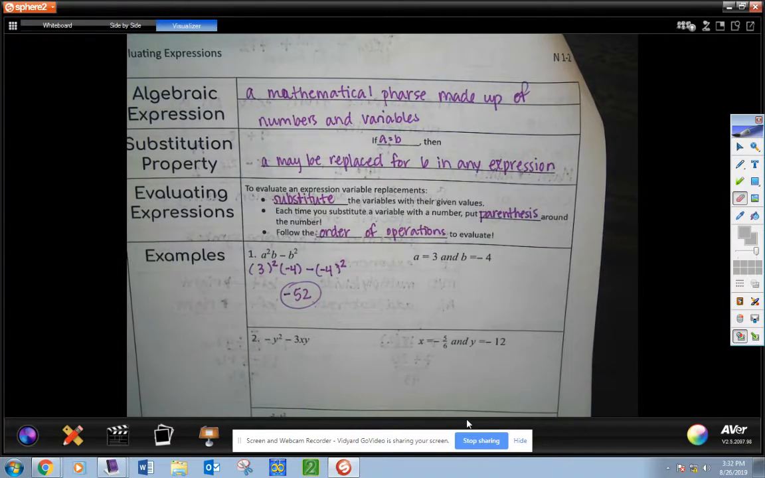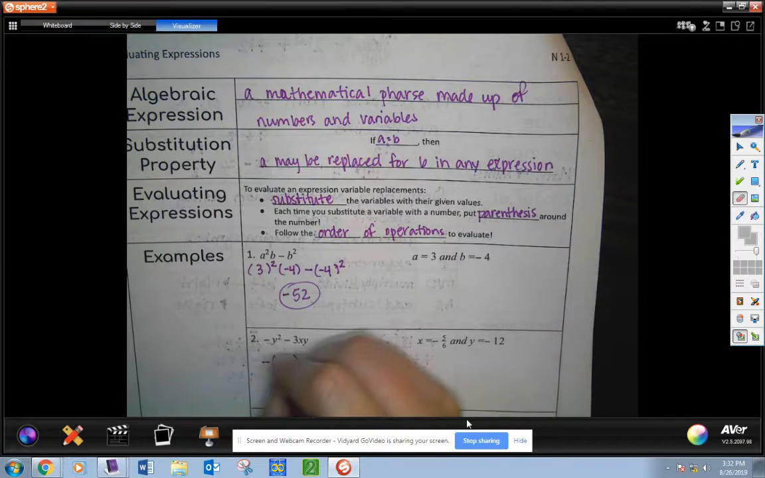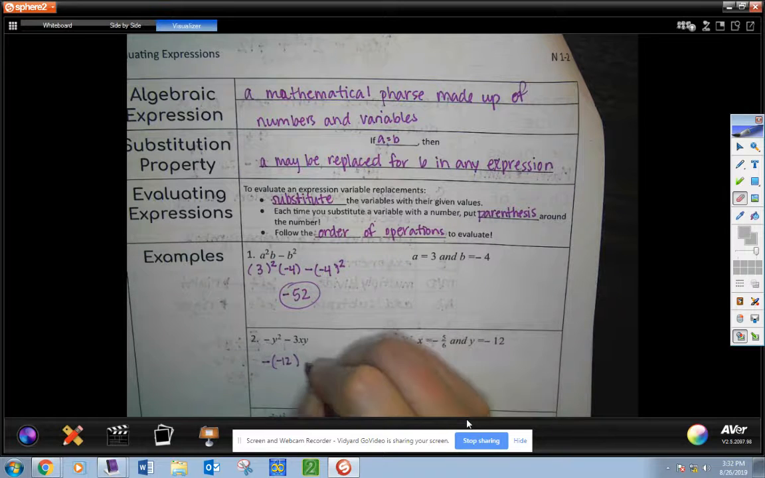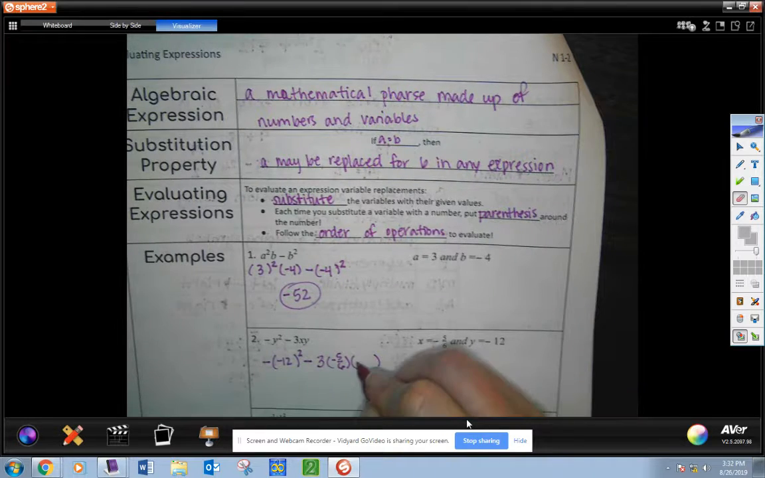For my next problem, I have a negative sign, so I keep it. I see a y, so I open a parentheses, and I know that y is negative 12. I bring down the minus sign. Oh, I forgot my squared. Don't forget your squared. So bring down the squared, bring down the minus, bring down the 3. I see an x, so I open up a parentheses, and x is negative 5 over 6. I see a y, so I open up parentheses, and y is negative 12.